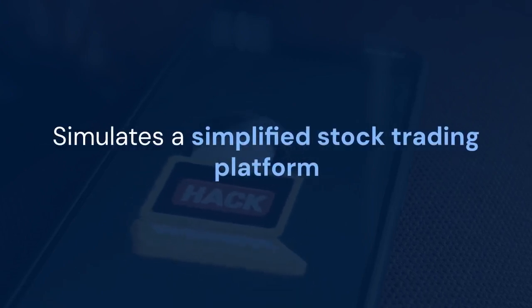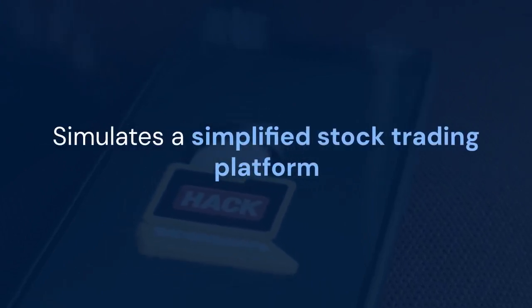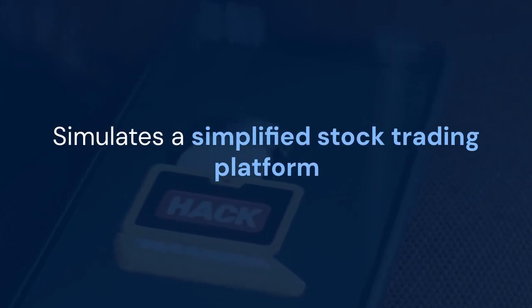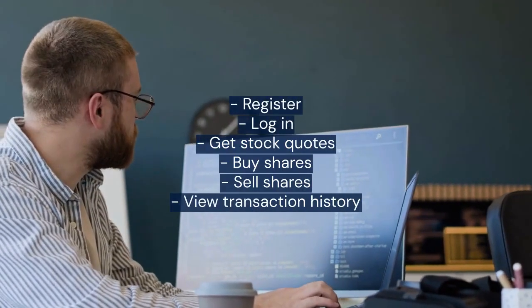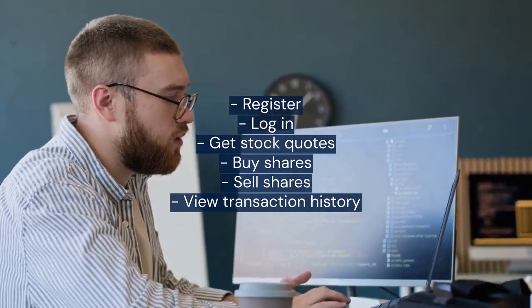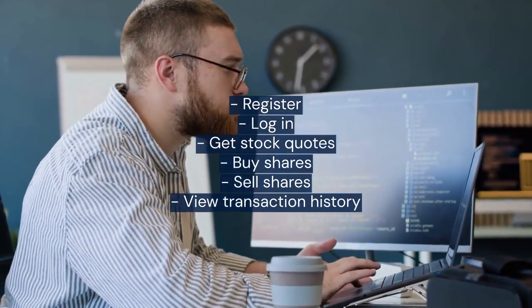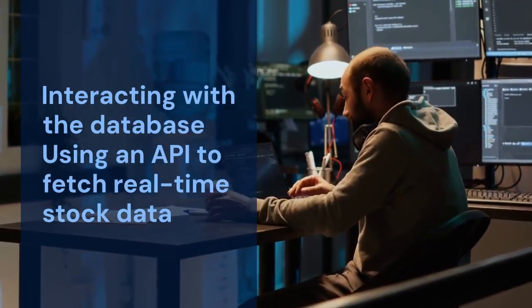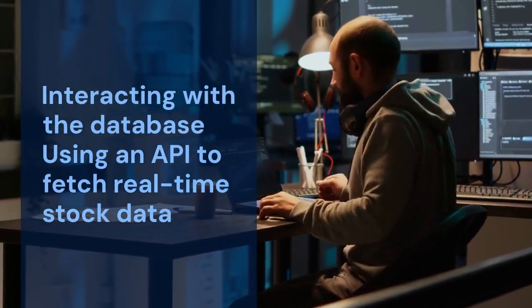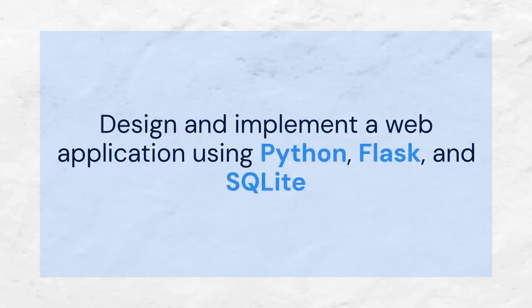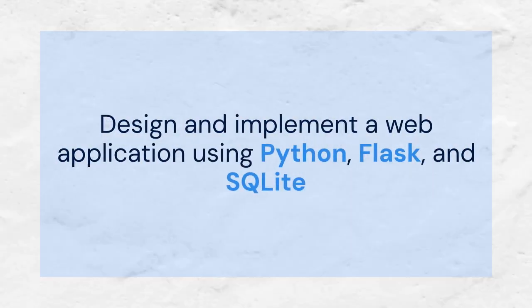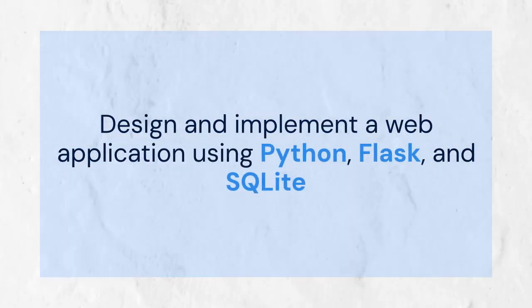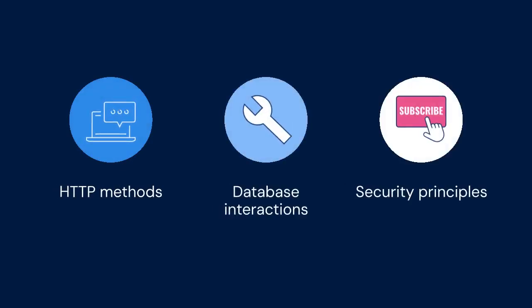First, let's understand the problem. Set 9 simulates a simplified stock trading platform. Users can register, log in, get stock quotes, buy shares, sell shares, and view their transaction history. The core functionalities involve interacting with a database and using an API to fetch real-time stock data. The problem requires you to design and implement the web application using Python, Flask, and SQLite. It requires a strong understanding of HTTP methods, database interactions, and security principles.